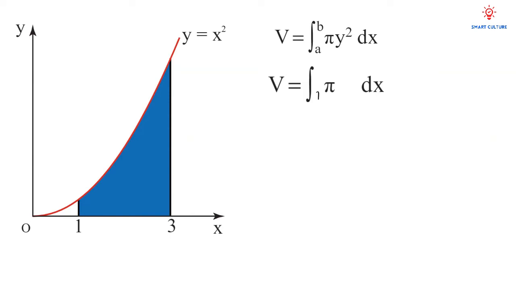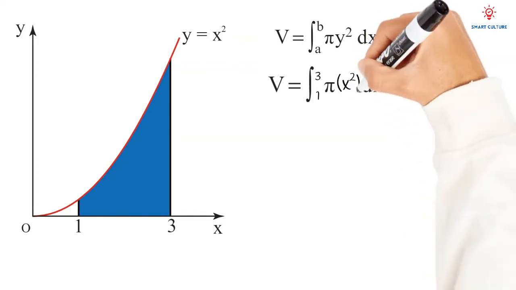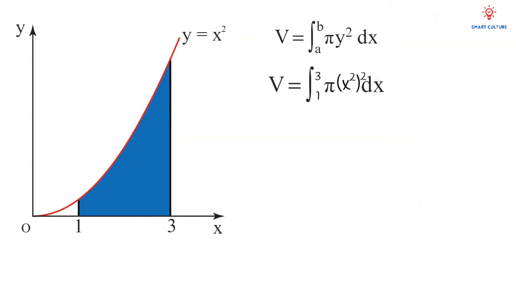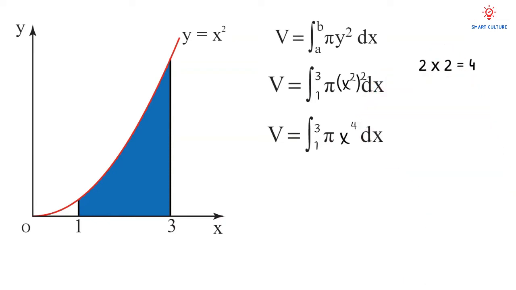This is given. We also know the function. We know that y is equal to x squared. So let us substitute this into the formula. Now remember, if we go way back to the laws of exponents, this will become x to the power of 4 since 2 times 2 is equal to 4. So now we have the integral from 1 to 3 pi x to the power of 4 dx.